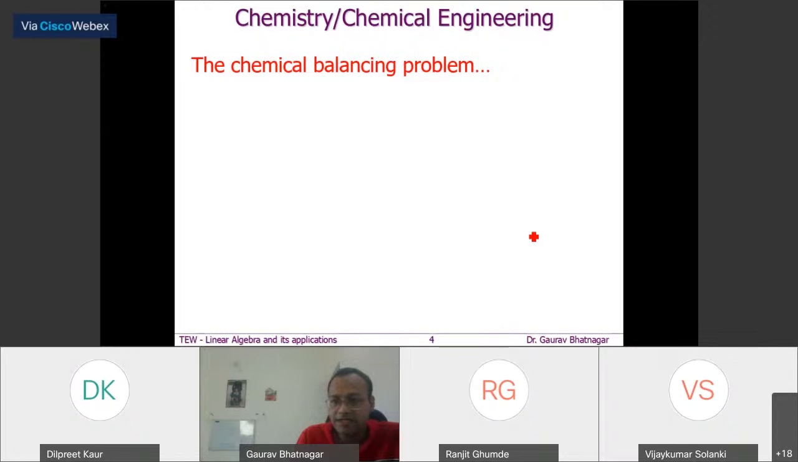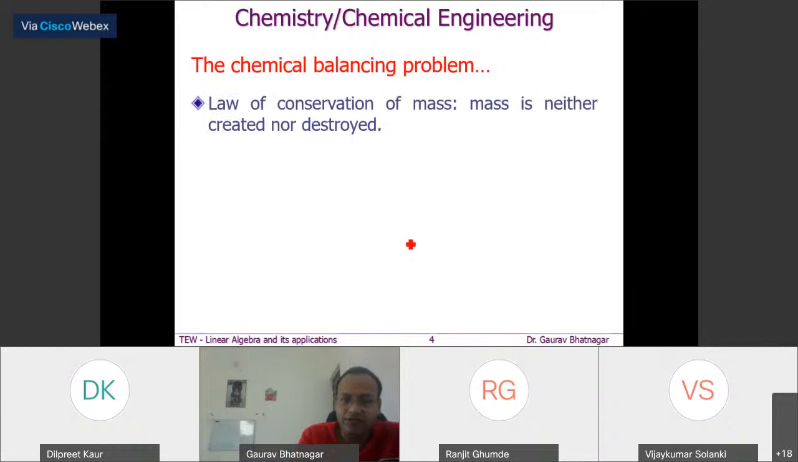Now this problem is nothing but the consequence of the mass conservation law, which says that you cannot destroy mass and you cannot generate mass. So again, as I mentioned, it's the law of the conservation of mass. Mass is neither created nor destroyed. Whatever mass you have before the reaction, the same amount of mass you are going to get after the reaction. This particular thing you have to follow.